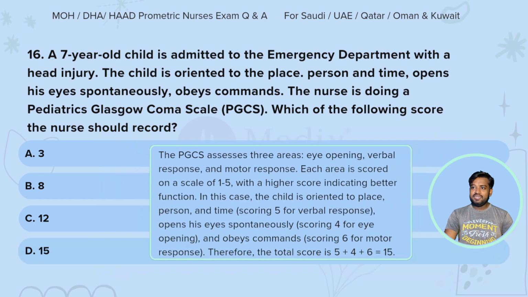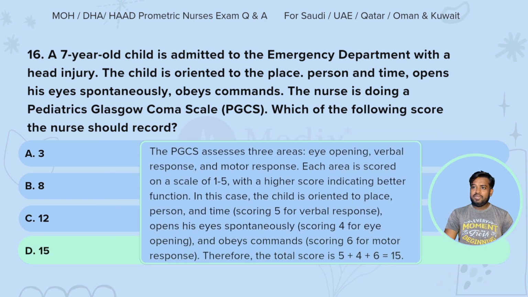The correct answer is D. The PGCS assesses three areas: eye opening, verbal response, and motor response. In this scenario, the child is oriented to place, person, and time, scoring 5 for verbal response, opens his eyes spontaneously, scoring 4 for eye opening, and obeys commands, scoring 6 for the motor response. Therefore, the total score is 15.